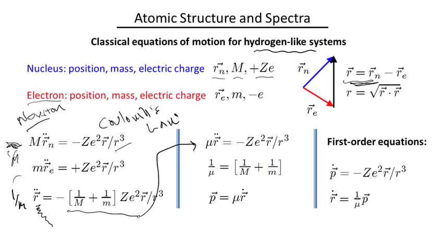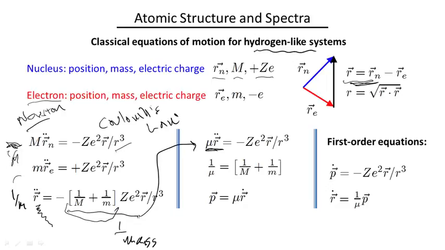So from this equation, we go directly here. This term has the dimensions of 1 over mass. So we just invert it to get what's called the reduced mass, and now we have a simple Newtonian equation for the motion of the relative distance between the electron and the nucleus.